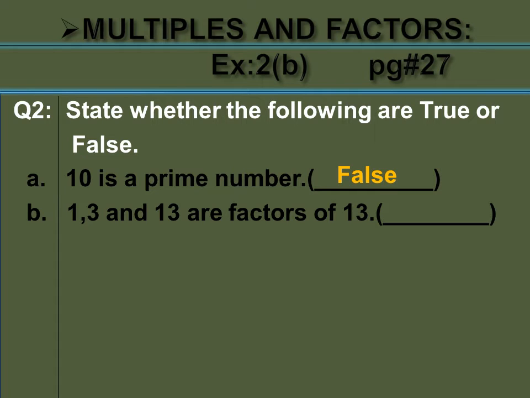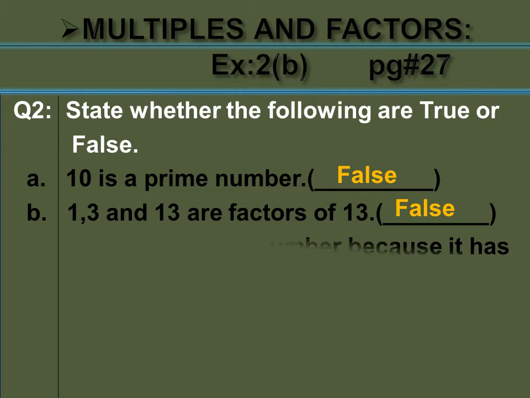Part B. Dear students, in part B, the statement is: 1, 3 and 13 are factors of 13. In order to check the factors of 13, first we will check the divisibility of 13 for 1. Yes, completely divisible. Then for 3, we will check whether 3 is a factor of 13 or not. When we apply the divisibility rule of 3, 1 plus 3 is 4. This means that 13 cannot be completely divisible by 3 and 3 cannot be a factor of 13. So the given statement is false.